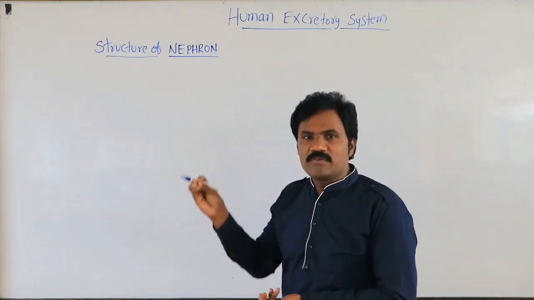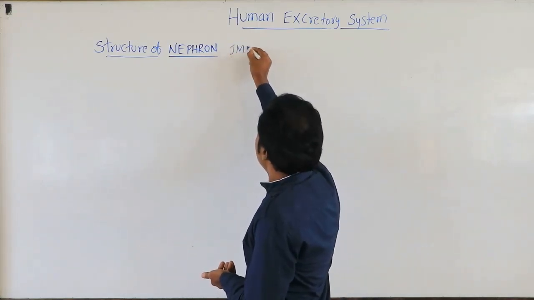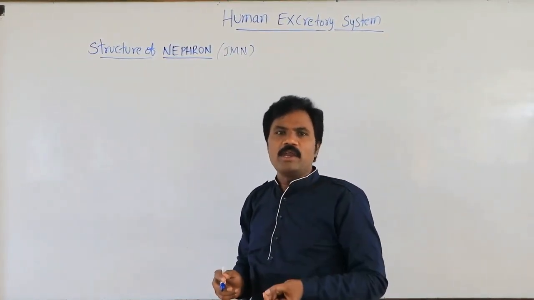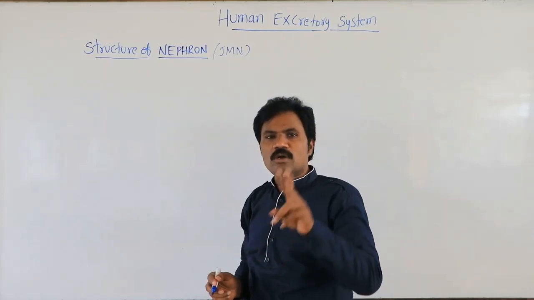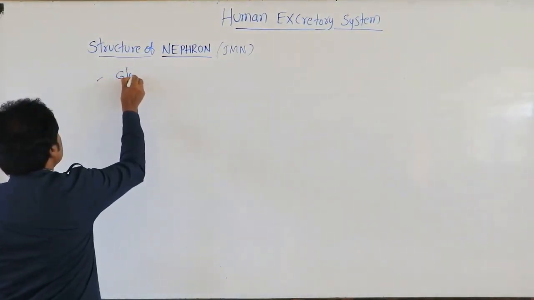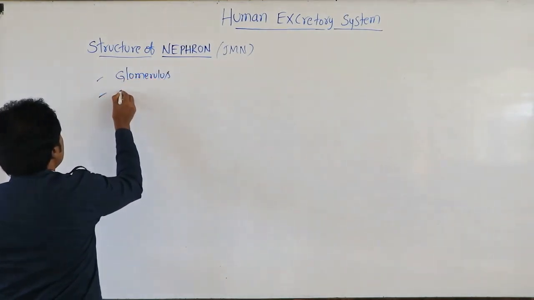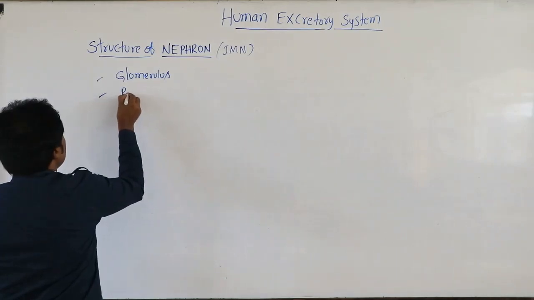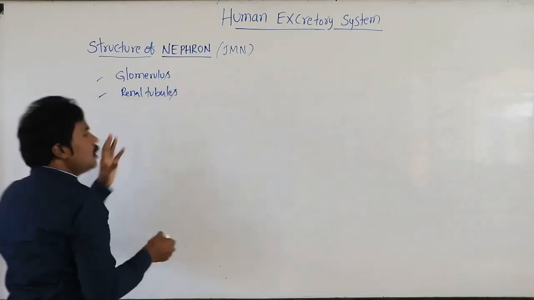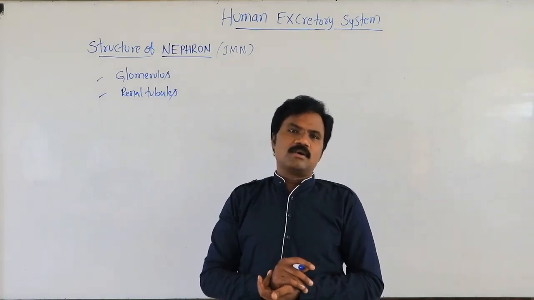Now the structure of these nephrons, especially the juxtamedullary nephron. Both nephrons have the same structure, but minor variation is present. In this, there are two parts in the nephron. One is the glomerulus, another one is the renal tubules.